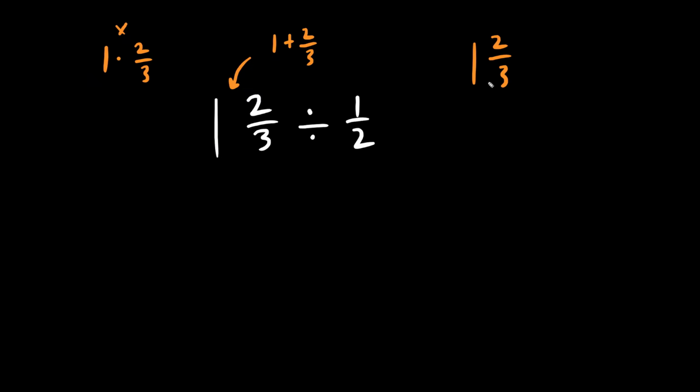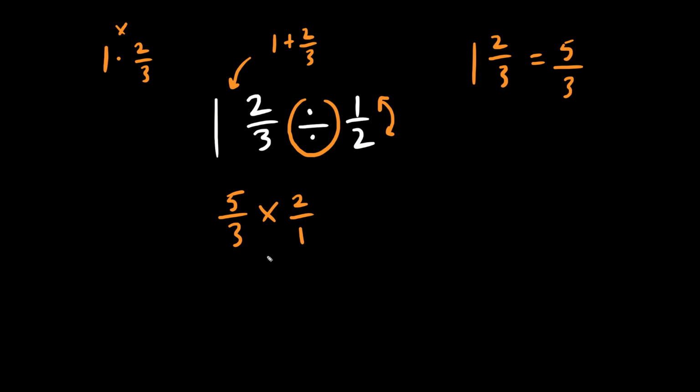We can actually multiply. 3 times 1 is 3, plus 2 is 5. And we copy the denominator 3. So 1 and 2/3 is equivalent to 5 over 3. And when we have a division symbol, we can change it to multiplication if we flip the numerator and denominator. So 1/2 becomes 2 over 1. We multiply across. 5 times 2 is 10. And 3 times 1 is 3. This here is the answer.